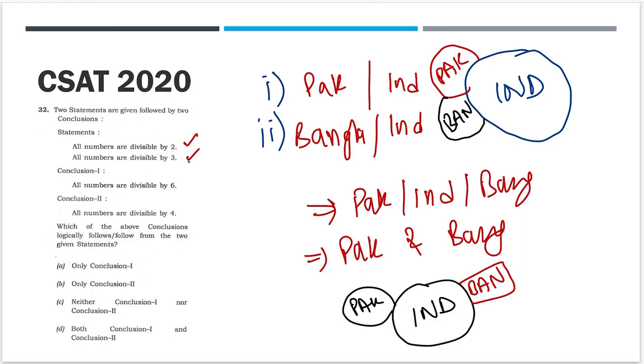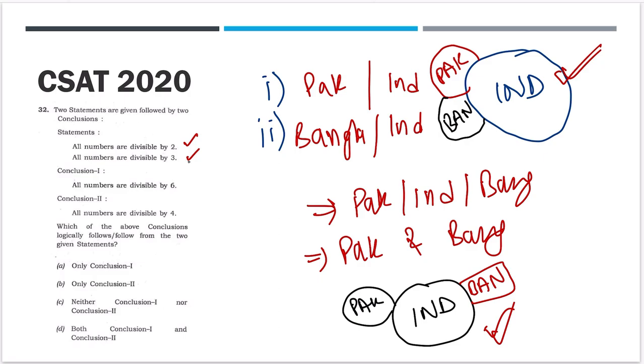They say Pakistan, India, and Bangladesh are three adjacent countries, meaning they share boundaries in any form. This is true in the first case as well, and these two in the second case as well. Simply, Pakistan, India, and Bangladesh are neighboring countries. They are saying yes.